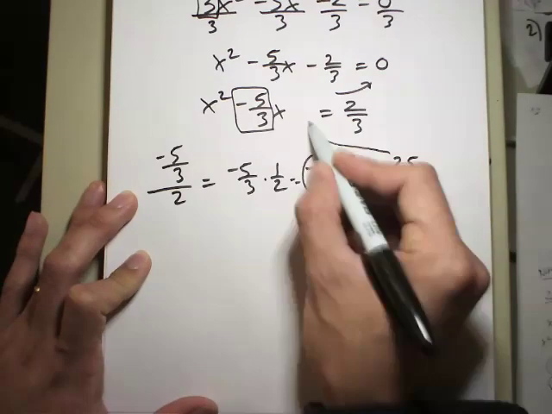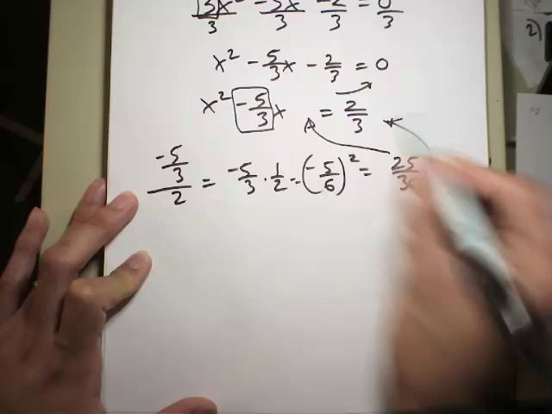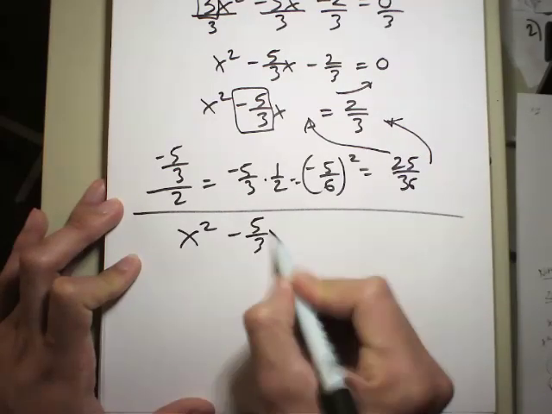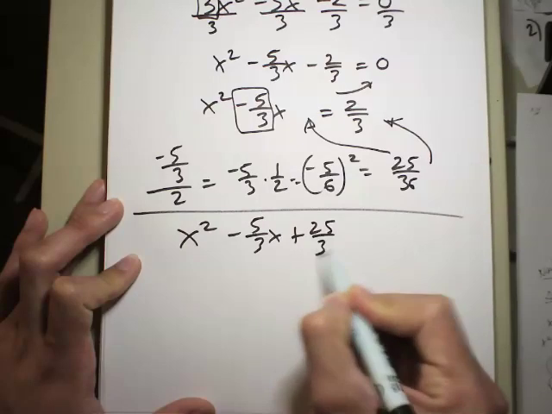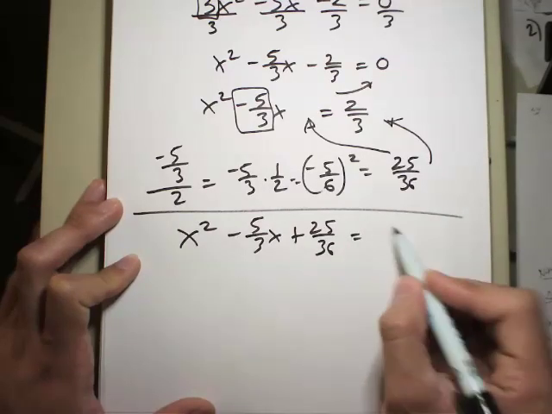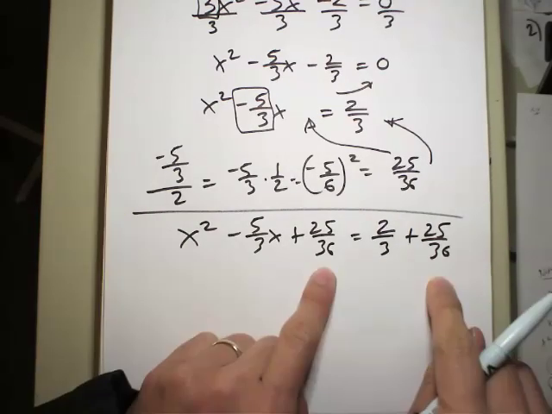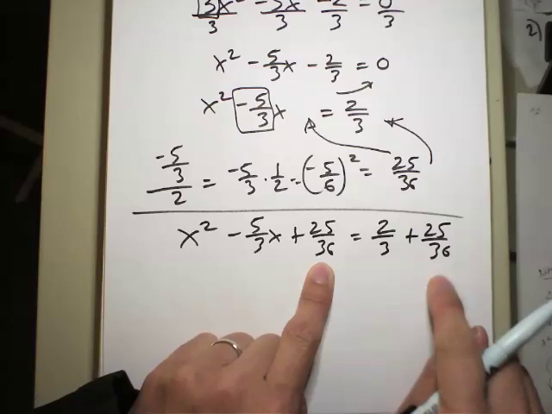What I do, I will add it in to both sides. So I'm going to rewrite my new equation as x squared minus 5/3 x plus 25 over 36 equals 2/3 plus 25 over 36. Very important that if you add in one side, you have to add on the other side.